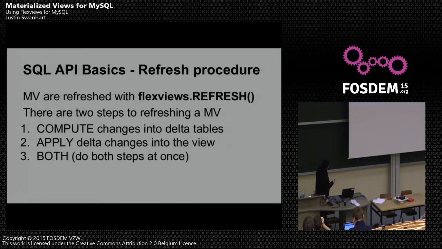So you use flexviews.refresh. You can compute the changes into the delta tables, or you can apply the changes from the delta to the view, or you can do both. The reason it has a 2-phase calculation like this is you can periodically compute the changes to the view, especially if the table is changing quickly. So like every 5 minutes you can compute changes, but you can update it once an hour or once a day. And the last parameter to refresh, which I'll show you, is normally null, but you can use the transaction ID to update multiple views to the same transactional point in time. So you can have a bunch of different materialized views that are all in sync with each other.